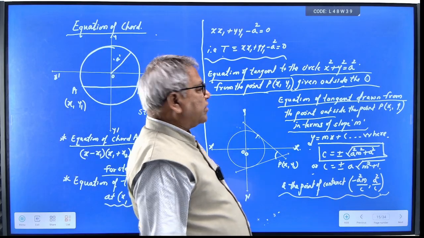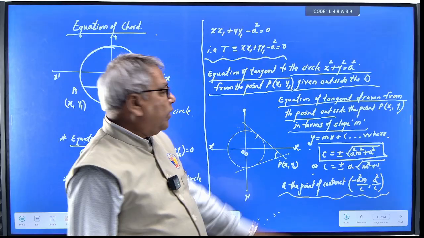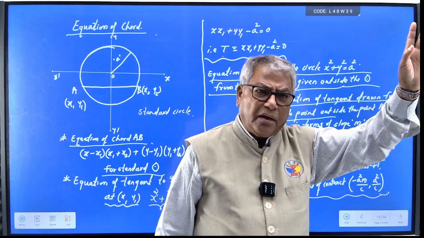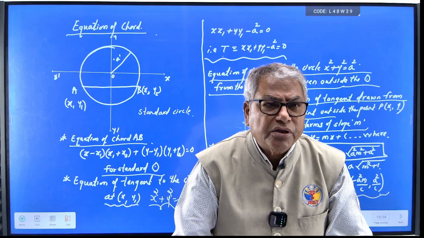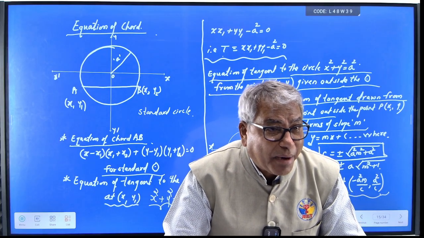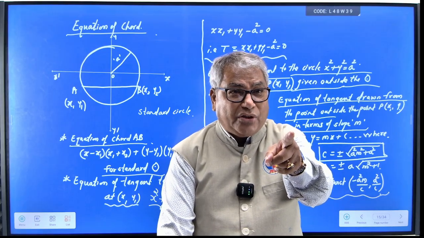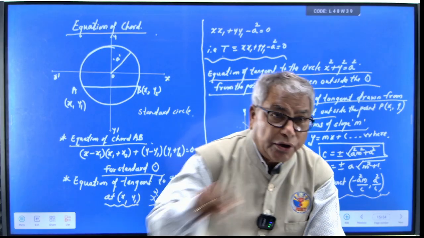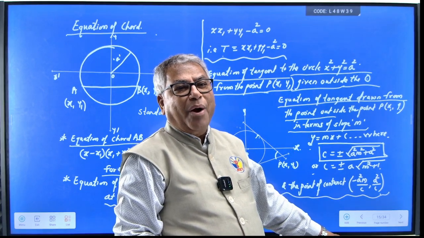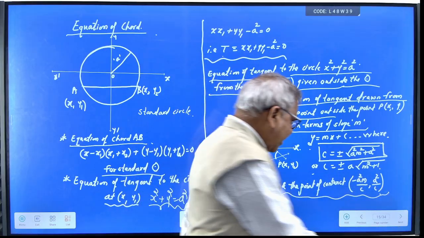Equation of tangent to the circle x square plus y square equal to a square from the point P(x1, y1) given outside the circle, not on the circle: y is equal to mx plus c, where c is equal to plus or minus root of a square m square plus b square. Condition of tangency: if the condition is satisfied, it is a tangent, and the point of contact is minus a square m upon c comma a square upon c. Okay.